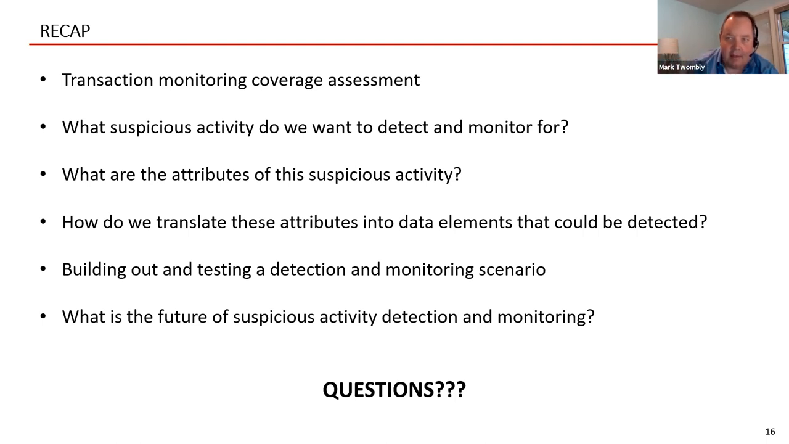It takes the data folks interpreting that, putting it into place with a query that can detect it. We feed it back to the investigations team. Does this look better? They say yes or no, and we keep going through that iterative process.